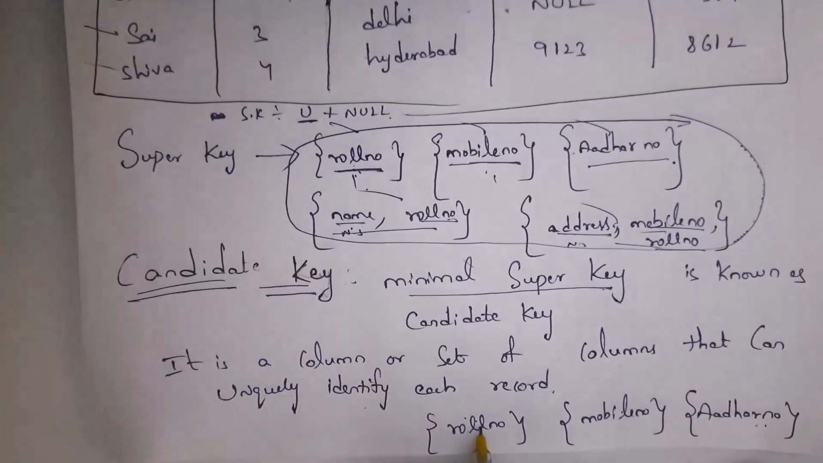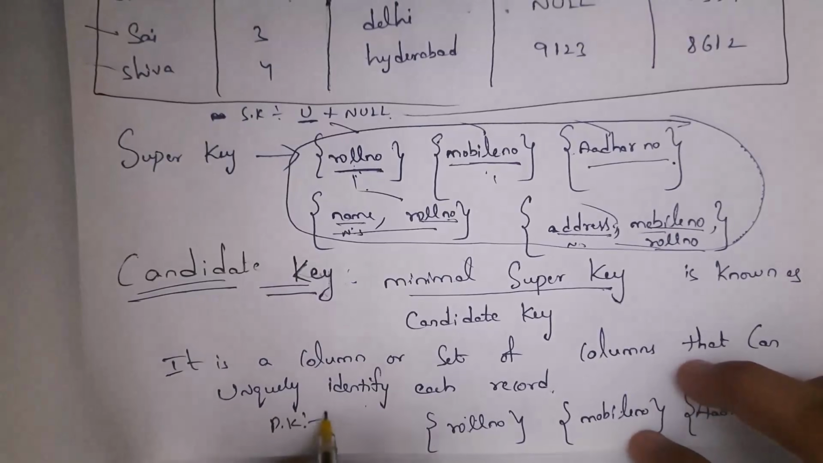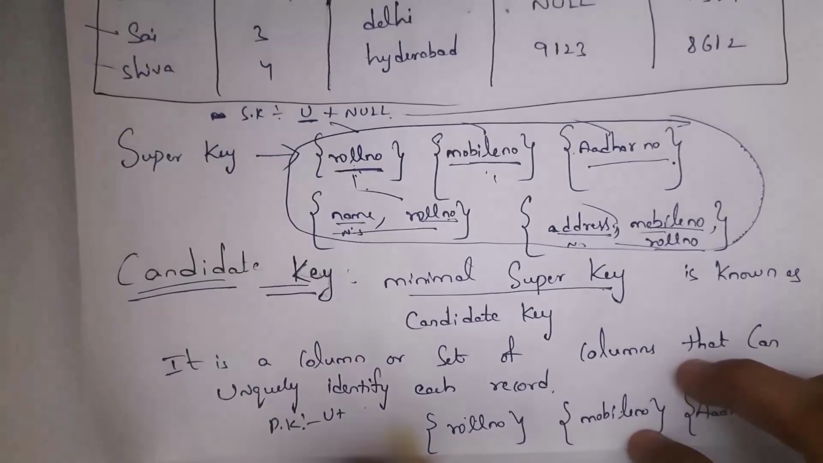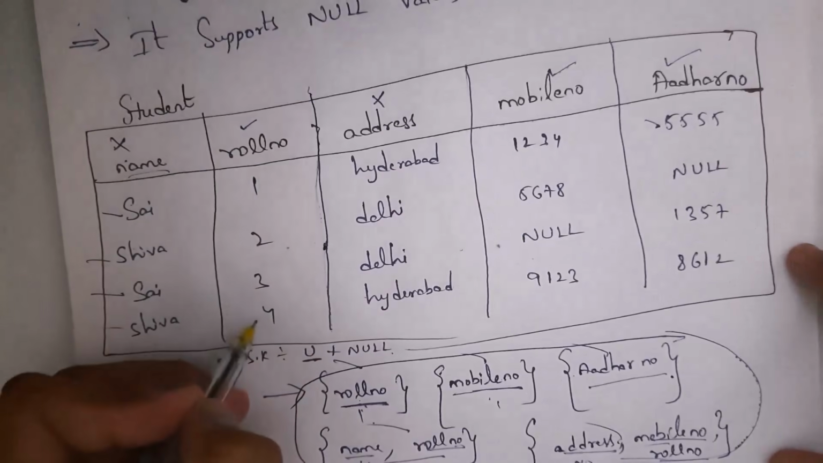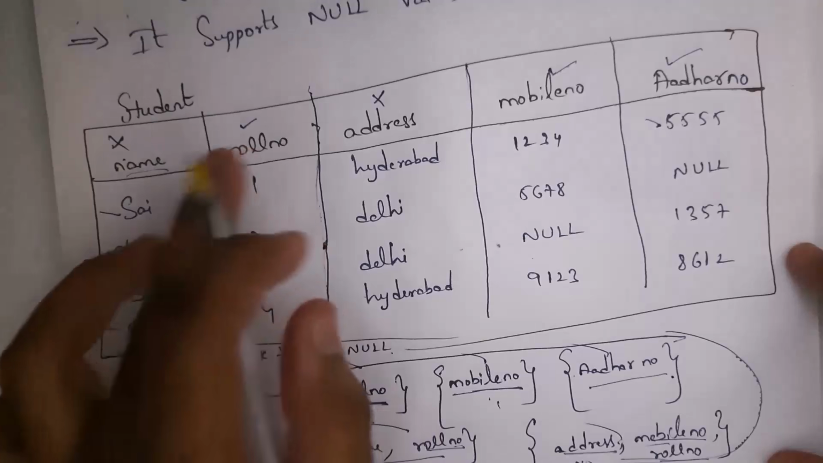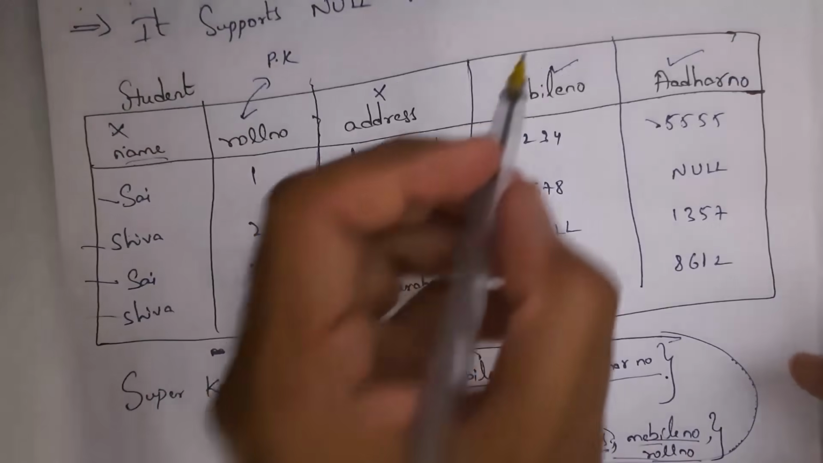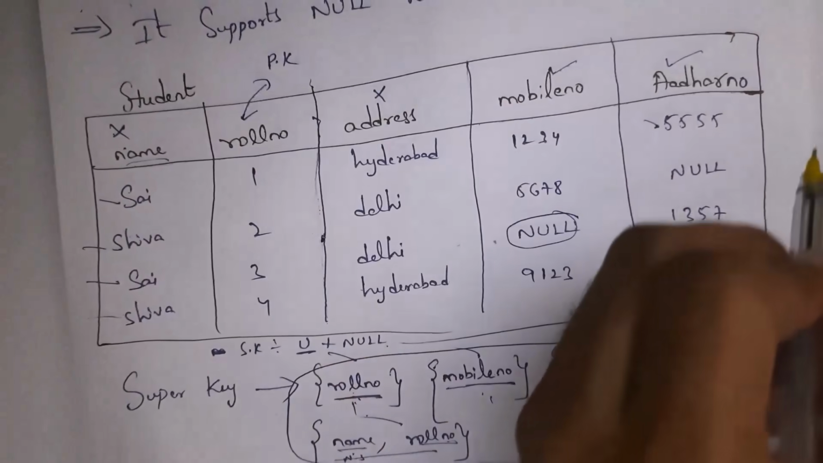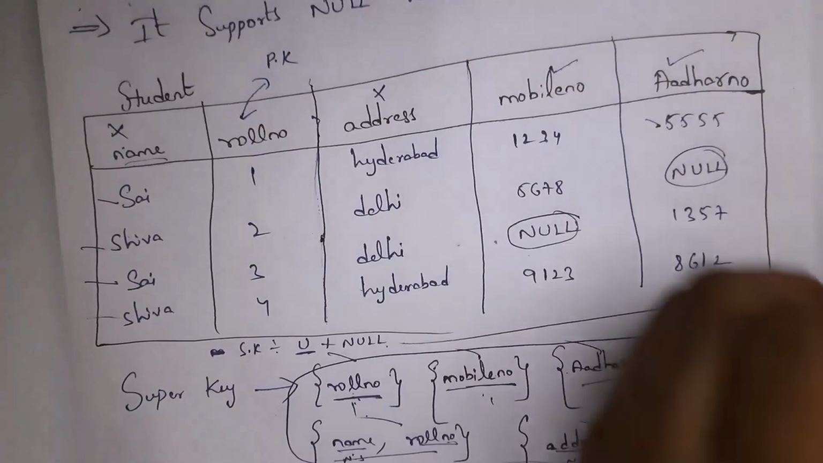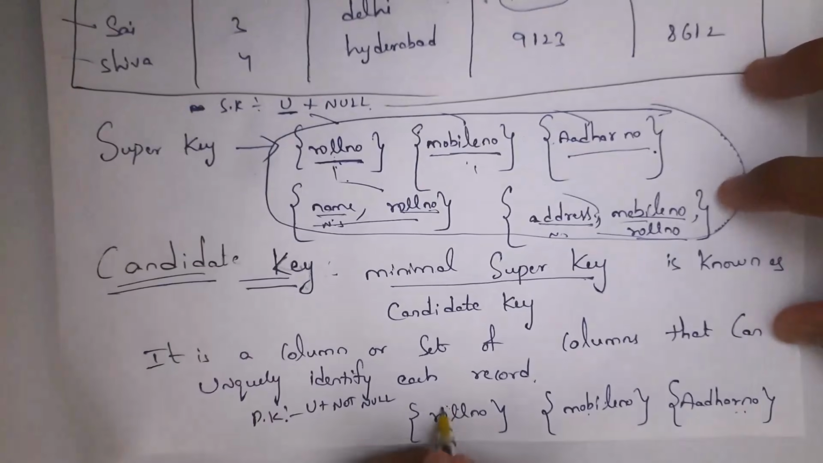Guys, now from these candidate keys I will choose one primary key. A primary key is nothing but a column that must contain unique values and null values are not accepted. So if you consider this roll number column, mobile number and Aadhaar number column, here the roll number column can be primary key because all values are unique and there are no null values. So I can consider this roll number as primary key. And for the mobile number column, there is a null value. So it is not considered as primary key. And for the Aadhaar number column, there is a null value. So this Aadhaar number column is not a primary key. So this roll number column is primary key.